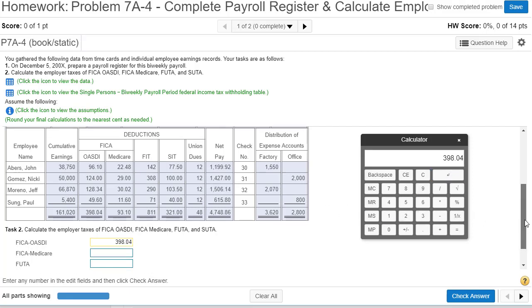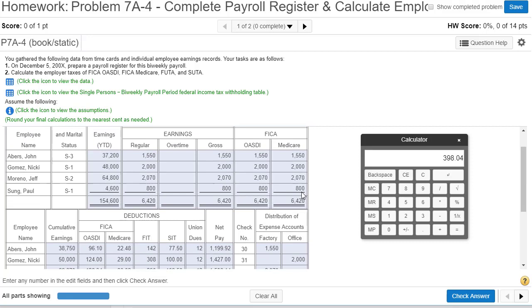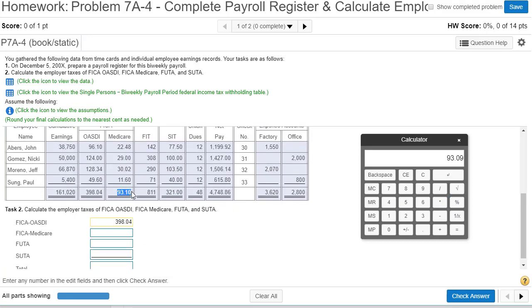And then to calculate the employer portion of Medicare, we're going to take the 6420 from here. So we need to clear this. 6420 times 1.45% gives us something close, but not exactly the same as the employee portion. So I'm going to take the 93.09 and put it under here for the employer portion. Okay. And then for the last and trickiest part.